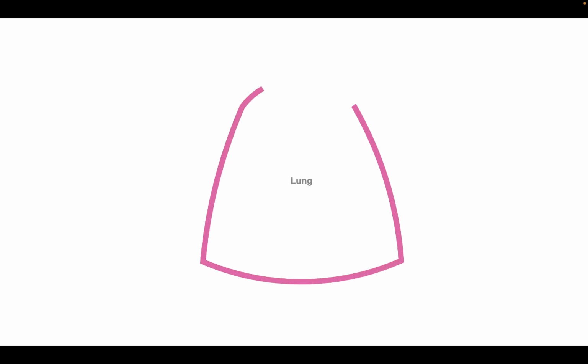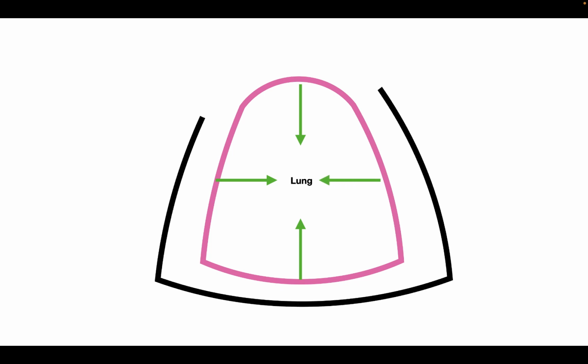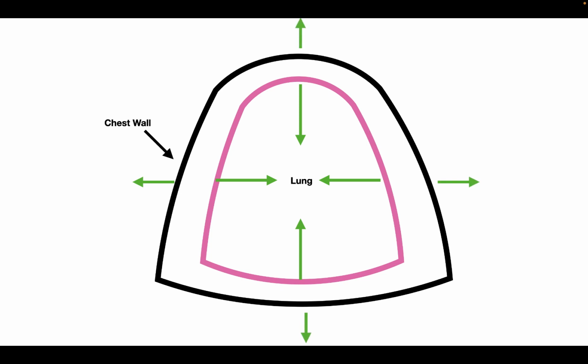A lot like a spring, our lungs and chest cavity also have elastic recoil forces. Our lungs have elastic recoil forces that point inward, and the chest cavity, which surrounds the lungs, has elastic recoil forces that point outwards. And it's the interaction of these two opposing forces that generates the intrapleural pressure.